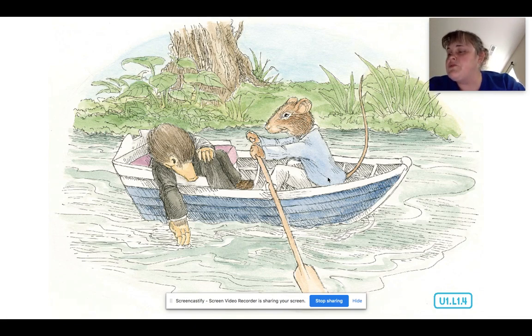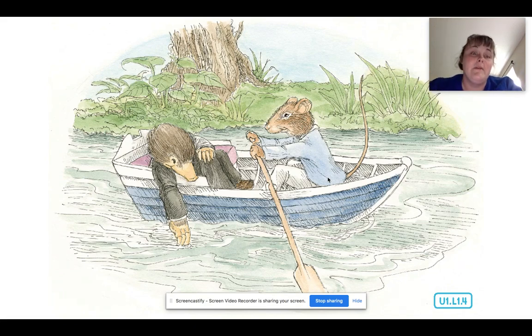"I like your clothes, old chap," the rat remarked after some half an hour or so had passed. So old chap is a British saying for man or boy. So let me read that again. "I like your clothes, old chap," the rat remarked after some half an hour or so had passed. "I'm going to get a velvet jacket myself some day."